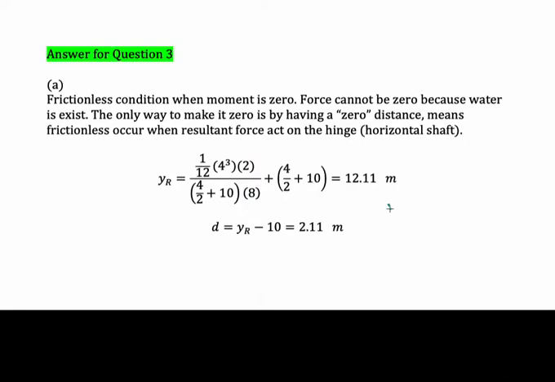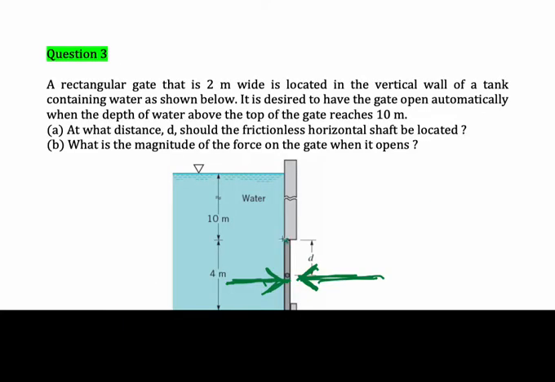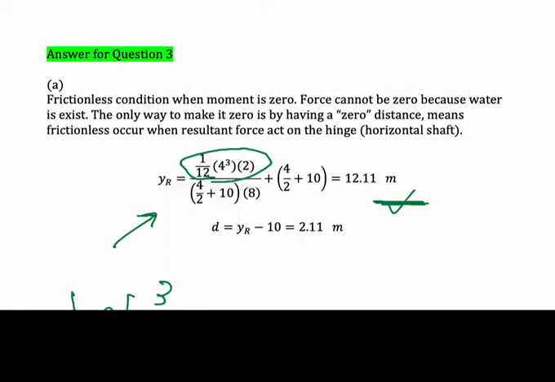So the calculation will become like this. We could calculate the location of YR by using this equation. This is the moment of inertia, which is 1 over 12 A B cubed. Then we get the value of YR equal to 12.11 meters. Because we know the distance here is 10 meters, given in the question, we can calculate the value of d as YR minus 10, so d is equal to 2.11 meters.